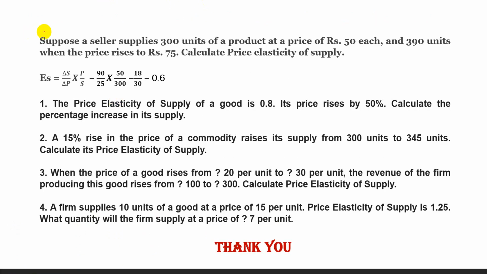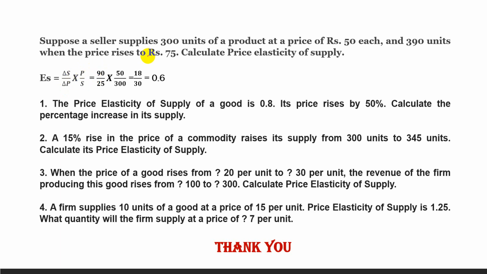Now one example is done for you. Suppose the seller supplies 300 units of a product at a price of rupees 50 each and 390 units when the price rises to 75. Calculate price elasticity of supply. We know elasticity of supply is equal to delta S, change in supply, divided by change in price, multiplied by original price divided by original supply.